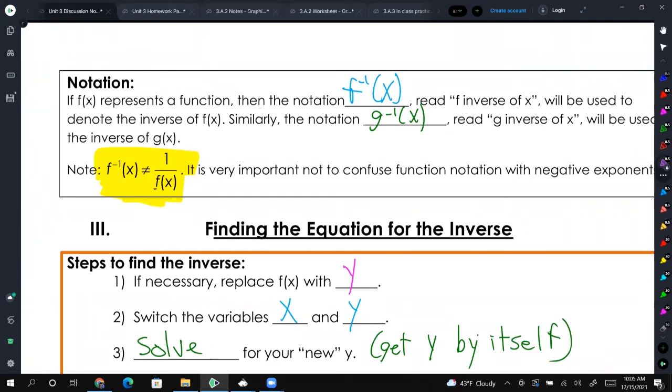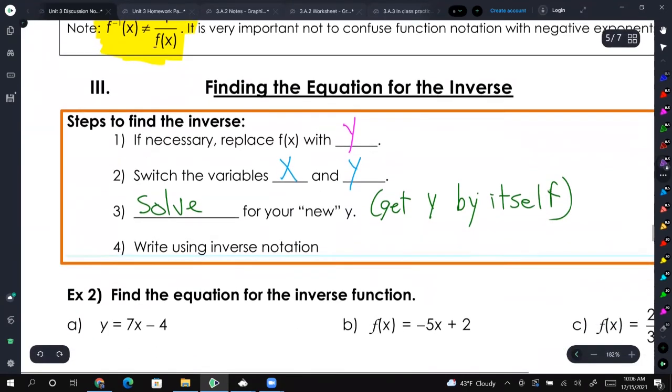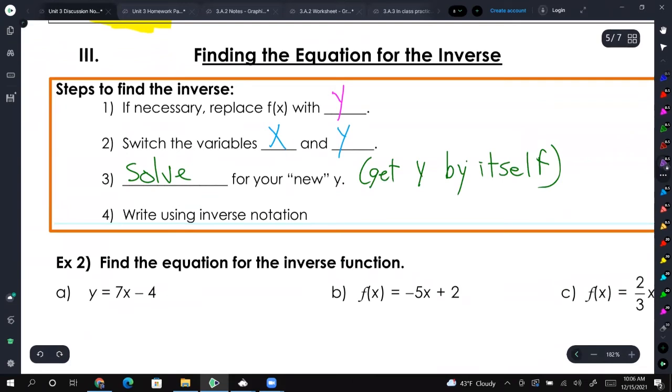So how do we calculate the inverse algebraically? First, we replace f of x or g of x with y. Then we switch the variables, and that should make sense because when we had a table, we switched the x and y values. So we're going to switch where x and y are, and then we're going to solve for y or get y by itself, and then finally write it in inverse notation.